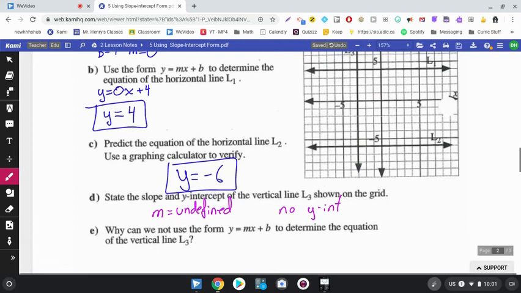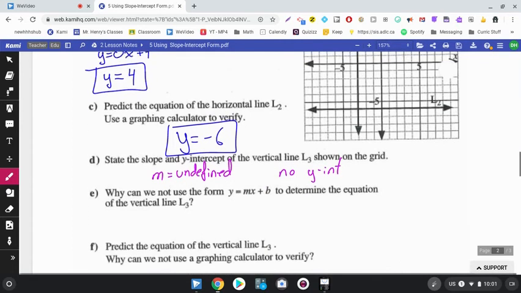So why can we not use y equals mx plus b? Well, I don't have a b value, right? So there's nothing for me to plug in there. And my m is undefined, so I can't plug anything into there. So I just can't, because I don't have the proper values. It's impossible for me to classify those things.